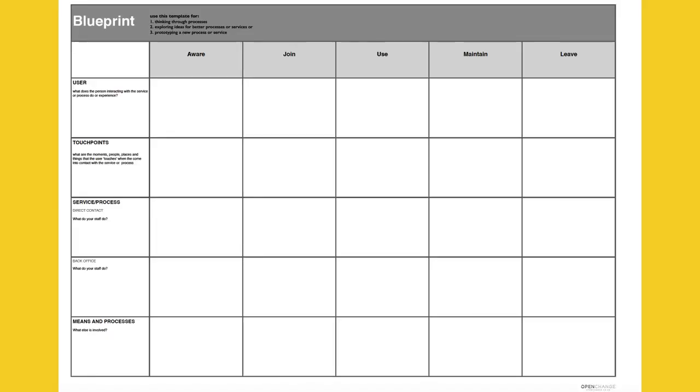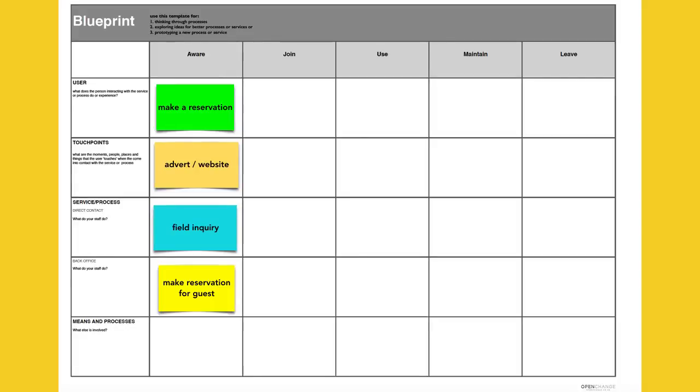Let's assume that you're looking for a hotel to stay at. Where does the experience start? Usually it starts with a touch point, an advert or a website. The user or customer is attracted to the hotel offer and wants to make a reservation. They can do this via the website, or they could call the hotel directly where members of staff would field the inquiry. Backstage, staff would make a reservation for the guest, which relies on there being an effective reservation system in place.